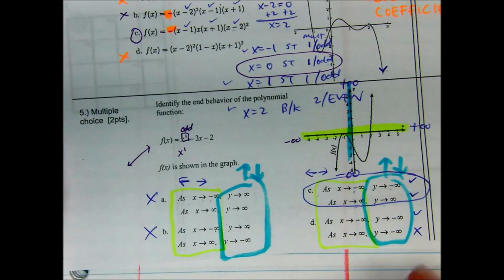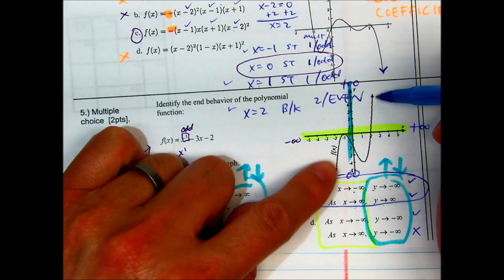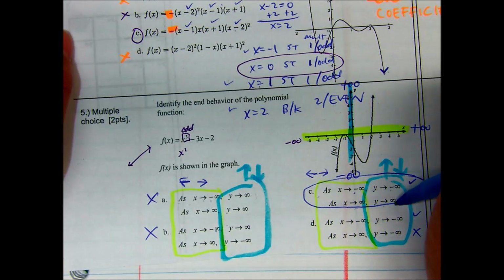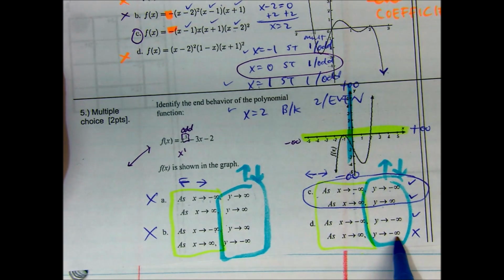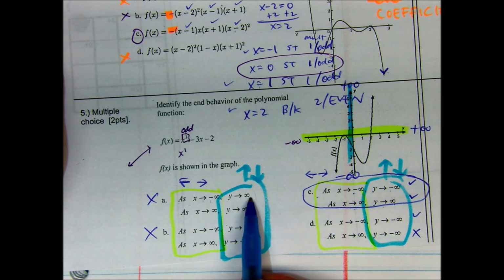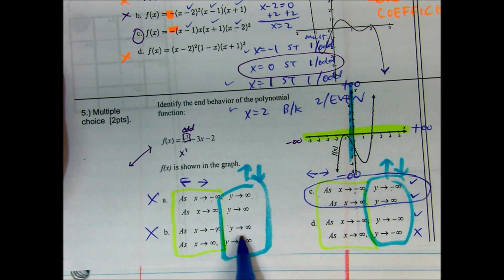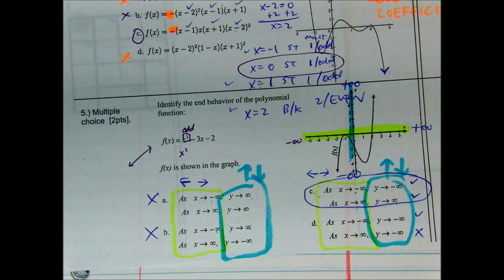So if you think about it, you have one going down, one ending up, and that's one positive, one negative. This one would be an odd degree polynomial. An even degree polynomial is when the ends are the same. They're the same. This would be an odd degree.